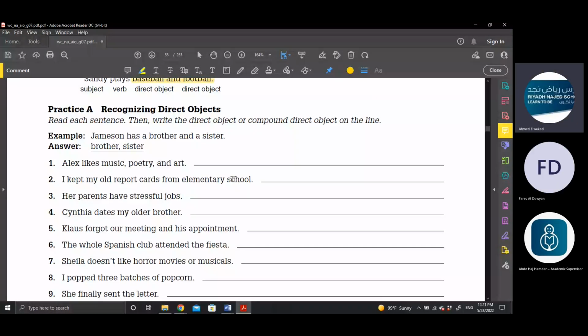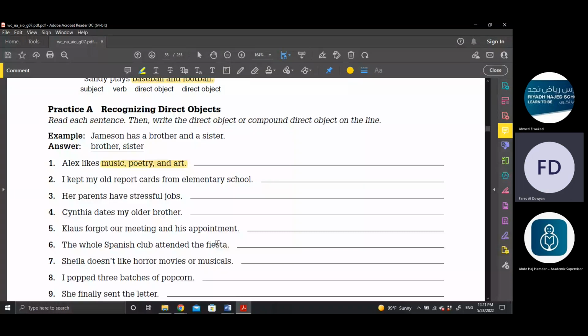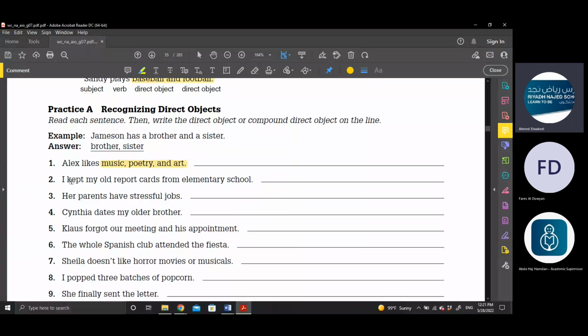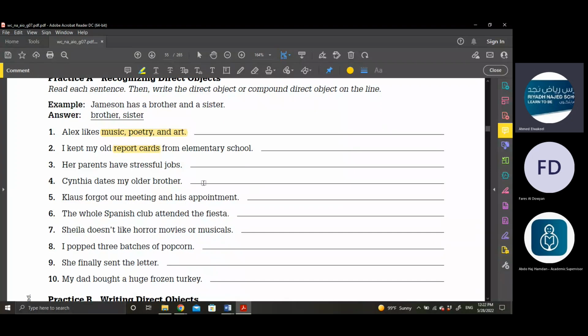Number two, I kept my old report cards from elementary school. Nice. So I is the subject, kept is the action. My is called a possessive pronoun. Old is an adjective. The report cards here, the compound noun, is the direct object. From is the preposition, elementary school is the object of the preposition, and that's the prepositional phrase. Nice. Number three, her parents have stressful jobs. Jobs, bravo. What about stressful?